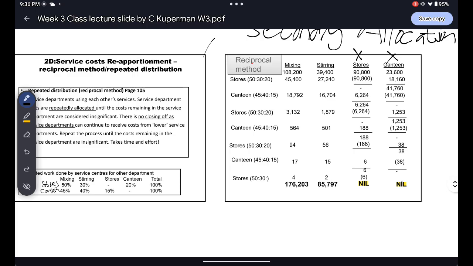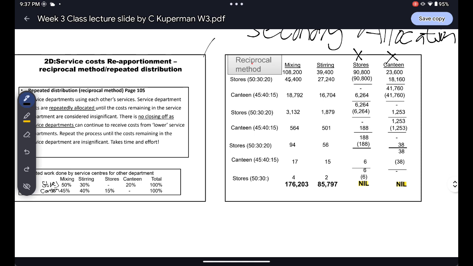Okay. So the first one we're going to close is stores. We'll take out the 9800, but this 9800 gets split among steering, mixing, and canteen. So they'll be split among the three, all the other departments besides him. If you put it in a calculator, 9800, let's see how they got the mixing 45400. They said 90,800 times, and you can see over here mixing is 50, so we say 50 over 100. Let's see what we get. There we go, we get 45,400.